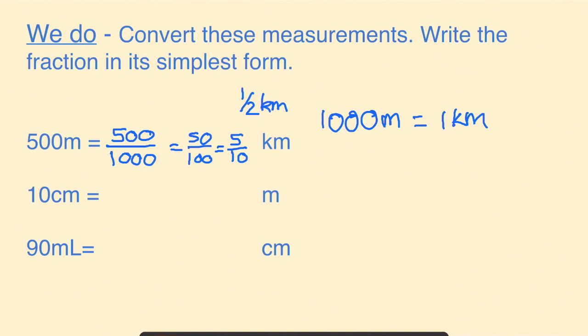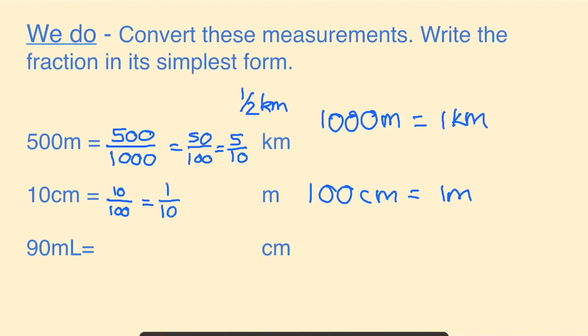The next one we're going to look at is 10 centimeters in a meter. We know that there are 100 centimeters in 1 meter. So we can first of all write our fraction as this, 10, because we're talking about 10 centimeters out of a possible 100. We can simplify that further down into 1 over 10. And we can't simplify that any further.